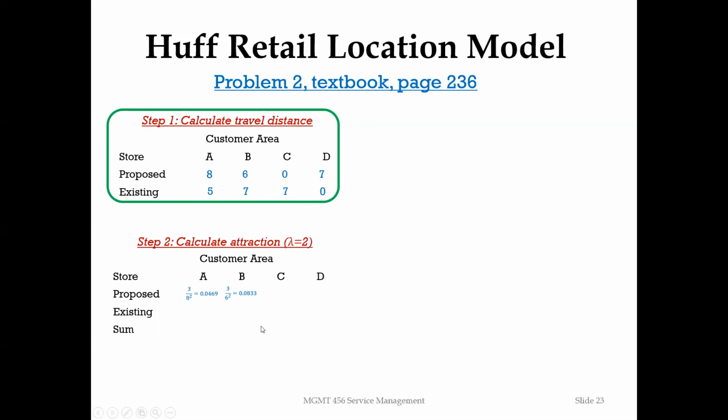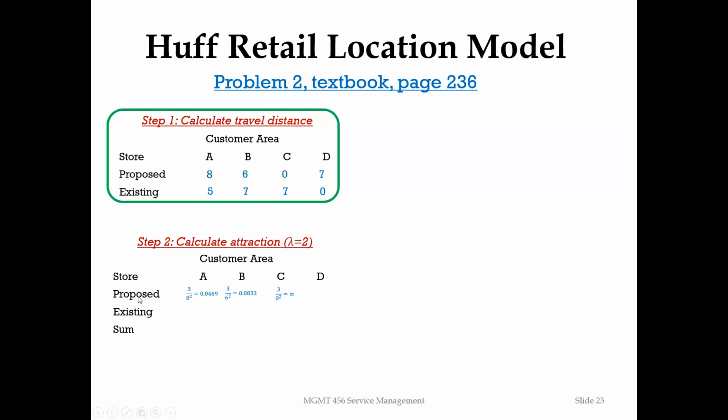What's the attraction for the proposed store in customer area C? The numerator is 3, store size. The denominator is travel distance, which is 0. So you can see 3 divided by 0 is infinite. So we write down infinite.